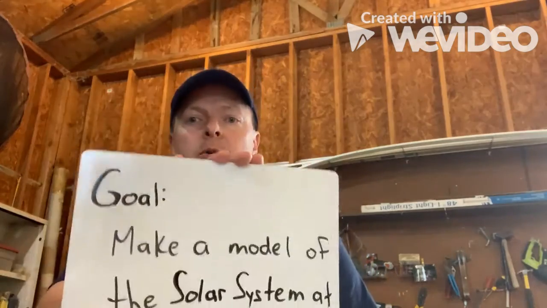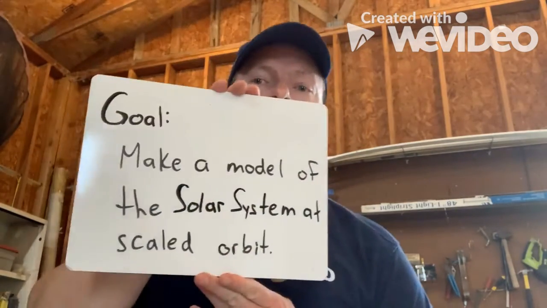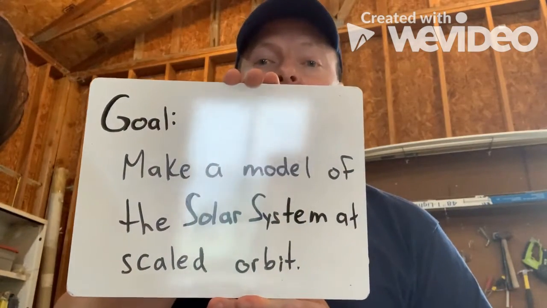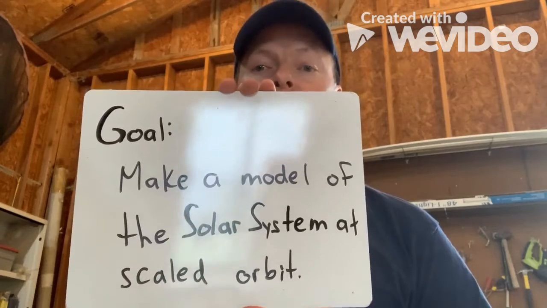I'm wearing my Apollo 50th anniversary and my NASA hat so that we can celebrate space a little bit together. And today we have a goal. Our goal today is to make a scale model of the solar system by orbit.